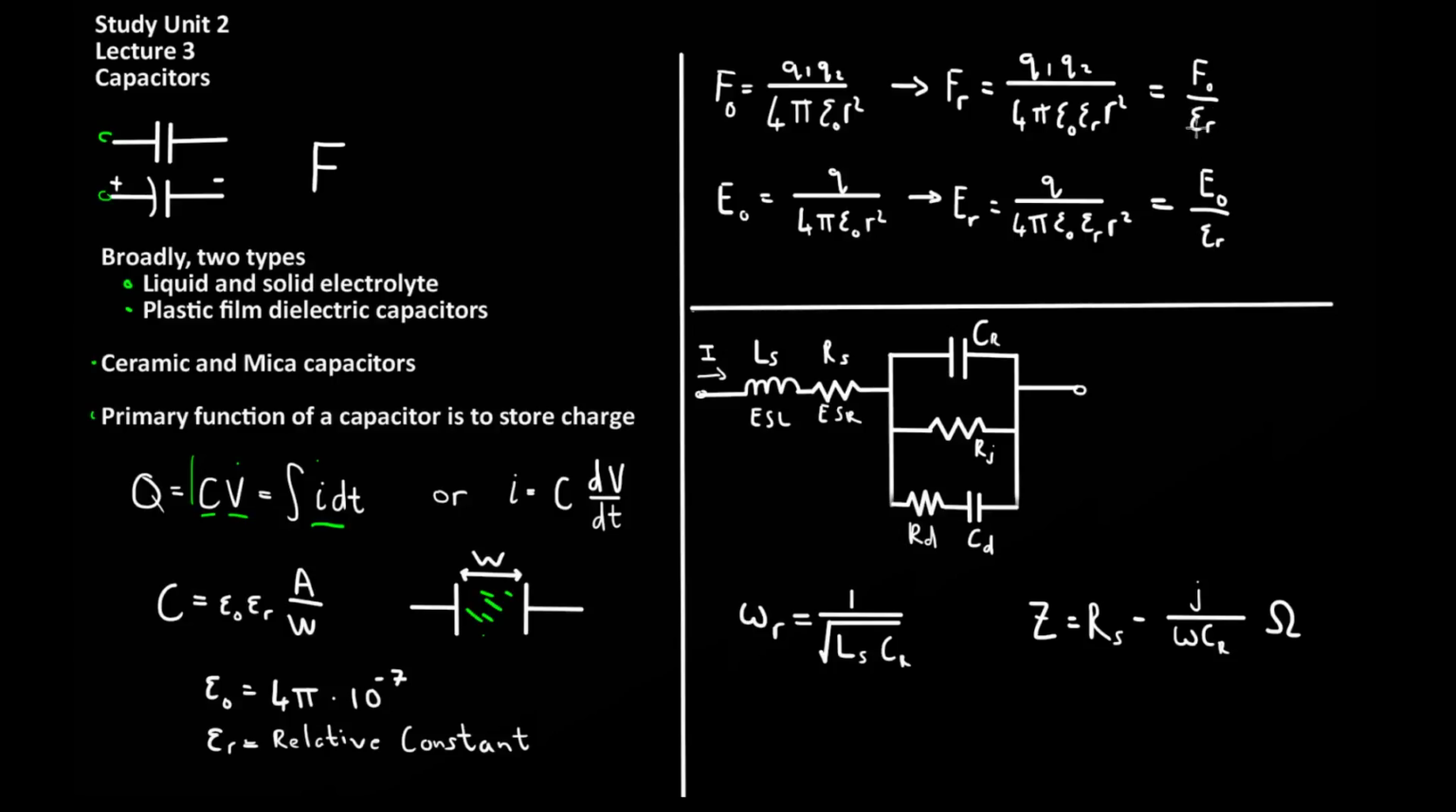This means that the relative dielectric constant in effect reduces the force experienced between the two electrons. In a similar fashion, the electric field around an electron in a vacuum is given by this equation here. Once again, notice the dielectric constant for vacuum.